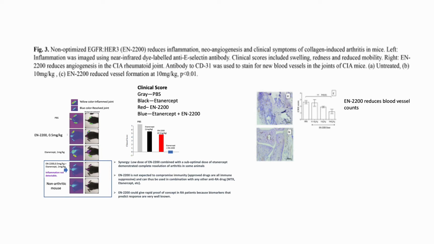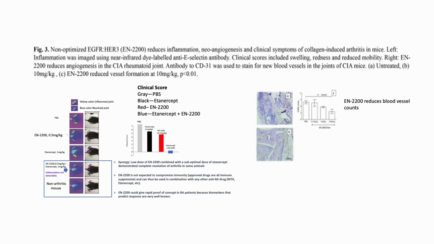The gray bar is representing the PBS treated mice. The black bar, the mice treated with etanercept, where there's some improvement. The red bar, mice treated with EN2200 with some improvement. Remarkable result is the combination of etanercept with EN2200, where some of the mice appear to show complete resolution of disease.